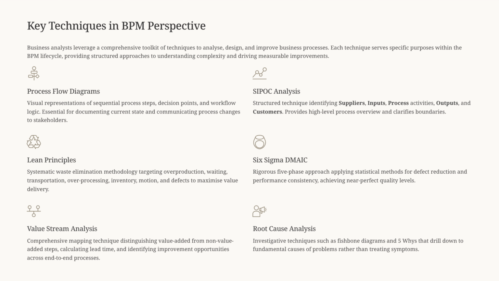Lean principles help you spot waste and streamline steps for efficiency. Six Sigma DMAIC adds the statistical rigor to improve process quality and consistency. Value stream analysis separates what truly adds value from what doesn't, guiding your improvement priorities. And root cause analysis gets to the heart of problems using tools like fishbone diagrams and the 5 whys. Together, these techniques give you a complete, structured toolkit to not only diagnose problems, but transform them into opportunities.